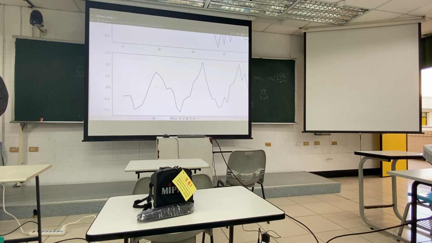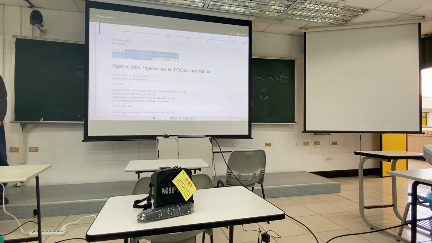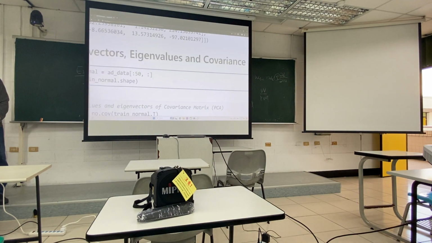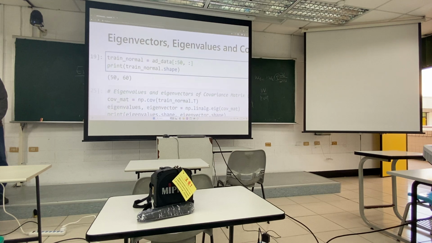Okay, so let's go for the next part. For this, you are going to use 50 normal samples as training, right? That's the whole idea. So you can just use some slicing here to select the first 50. And now we will have 50 rows with 60 columns, right, for the anomaly detection file.